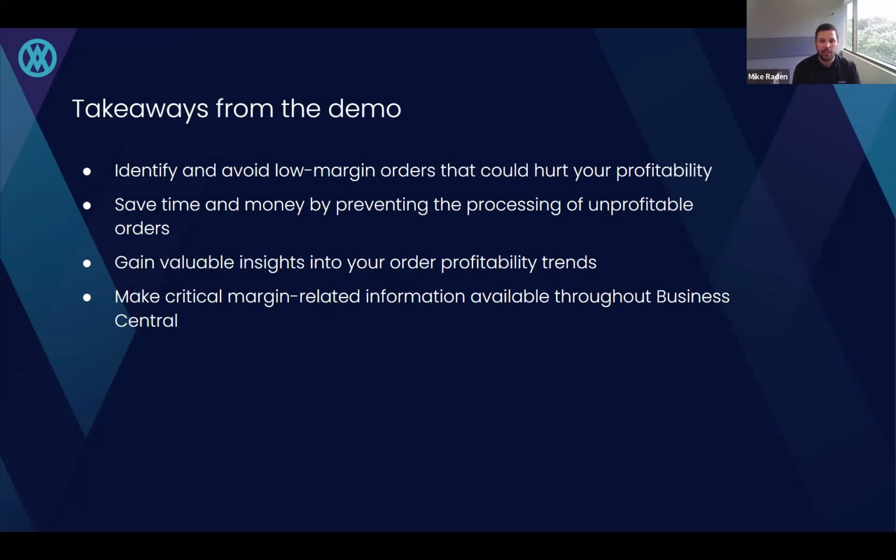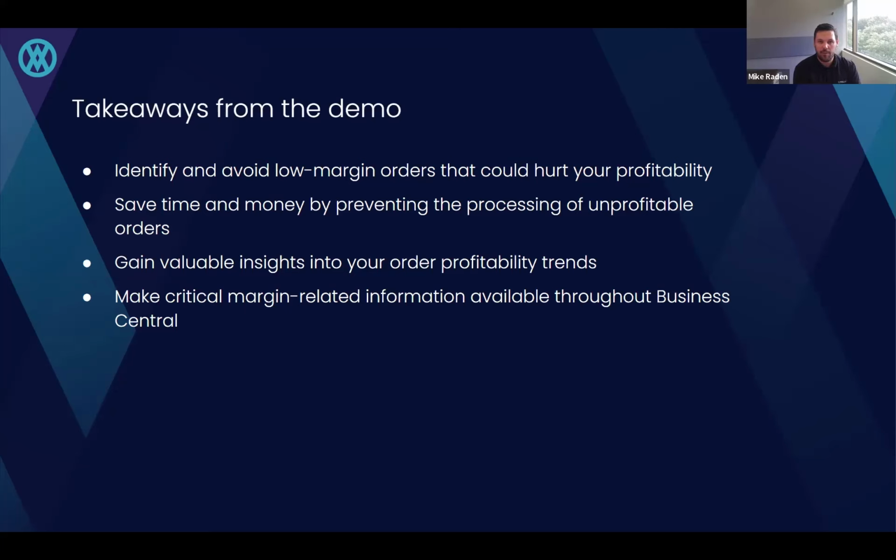You get a clear picture of money that could be left on the table. We saw that margin variance and we saw that at an individual order, individual line level, but you can look at that from a dashboard perspective and understand just how much money you could be leaving on the table by not hitting your target margins.